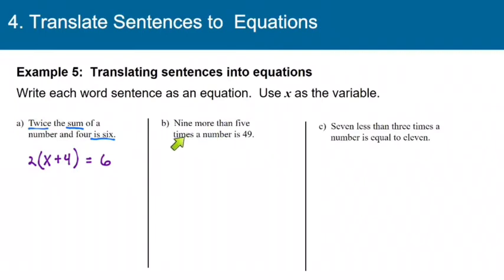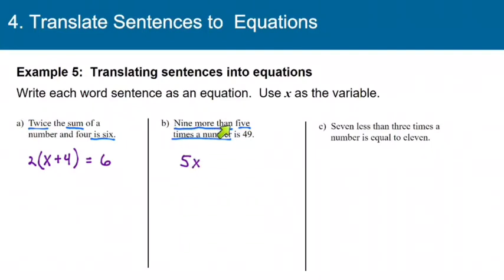9 more than 5 times a number is 49. Now remember, it's a good idea to start by writing the part with the unknown. So when we look at 9 more than 5 times a number, we see we have to start by writing down 5 times a number. Now how can we write 5 times a number? Well, that would just be 5x. See, that's 5 times some unknown number.